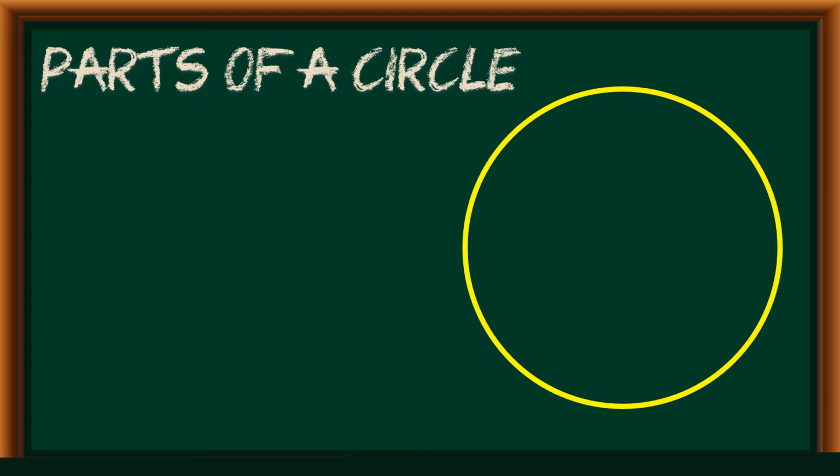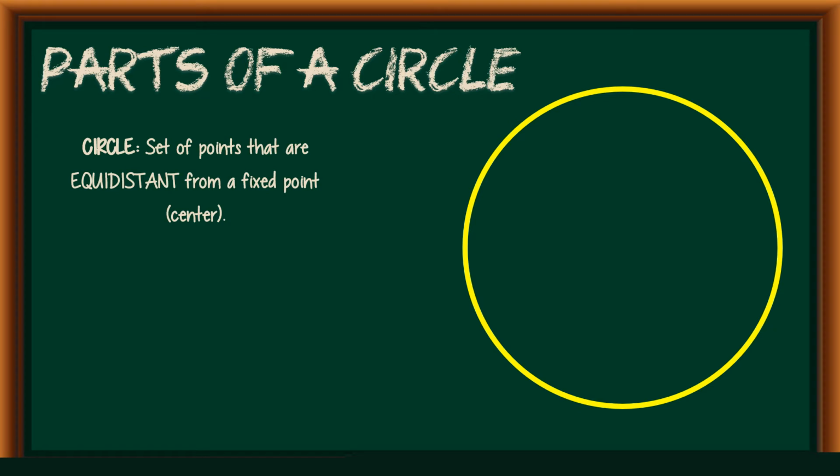Okay, let us first discuss the parts of a circle. So this part is just a review of your grade 7 geometry. Okay, first, let us define what is a circle. A circle is a set of all points that are equidistant from a fixed point called the center. So suppose we have this center, point A. So the name of the circle is circle A, sorry. It is named after the fixed point or the center.